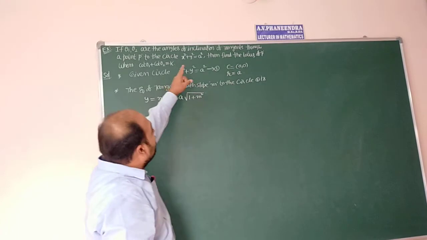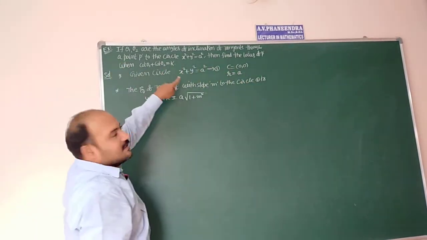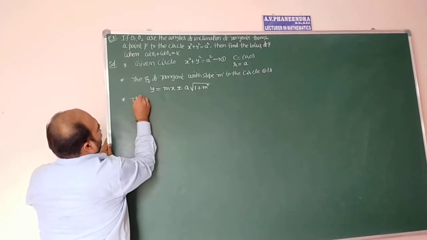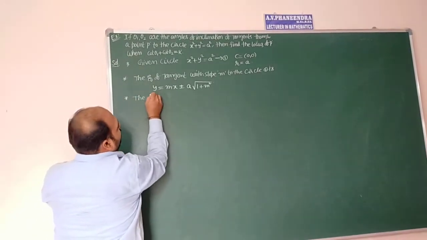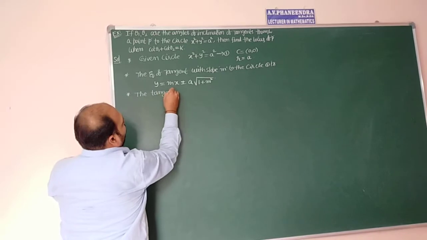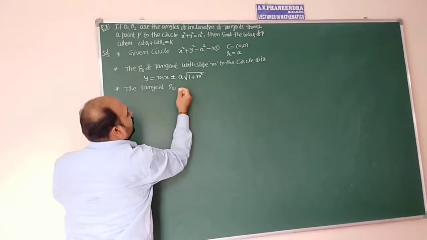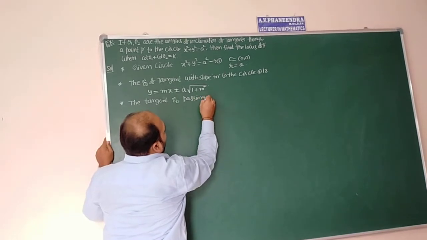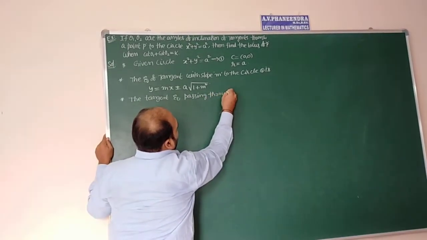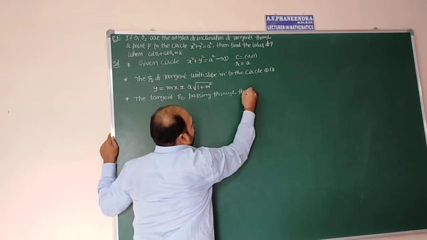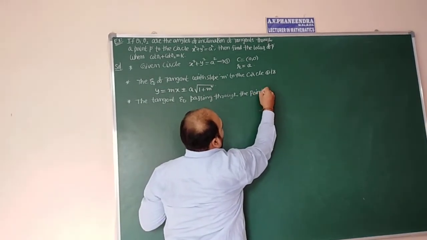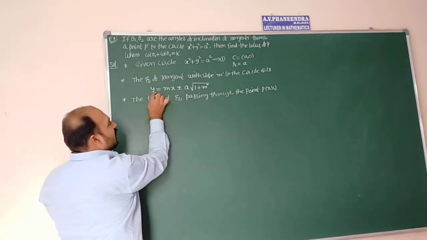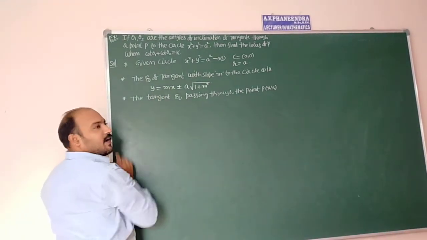The locus of the tangents passing through this point, they are saying. So the above tangent equation passing through the point P(x1, y1), then wherever y and x are there, replace with y1 and x1.